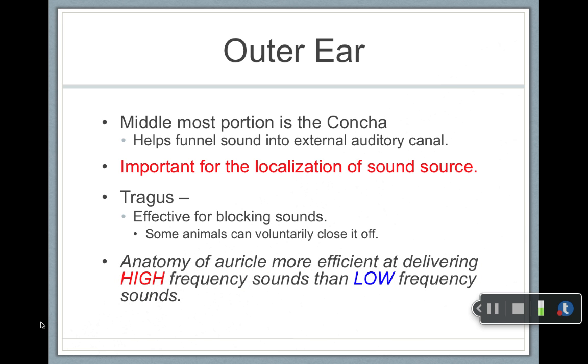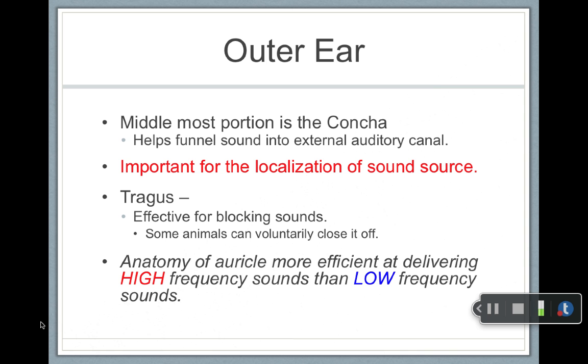The middle portion of your pinna is called your concha, and that helps funnel sound into your external auditory canal. That's also known as your ear canal or your external auditory meatus. Like I said before, two ears and the shape of those two ears is very important for localization. Localization is identifying where the sound is coming from.